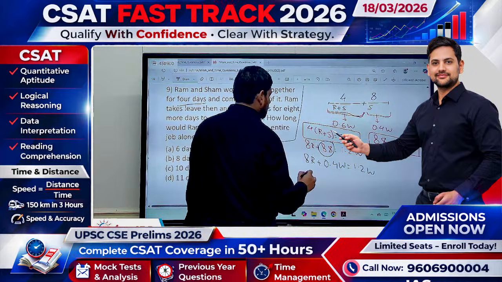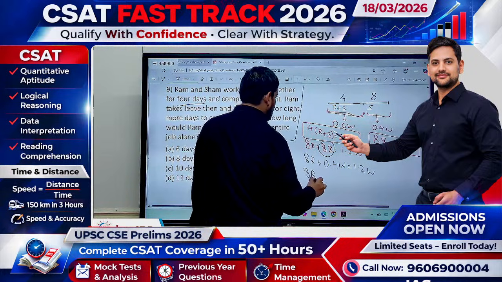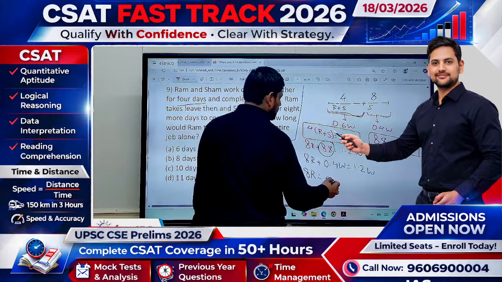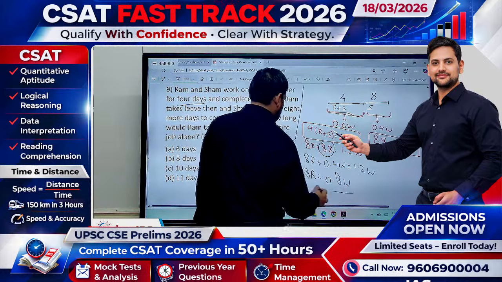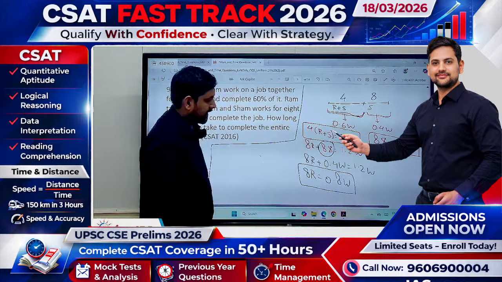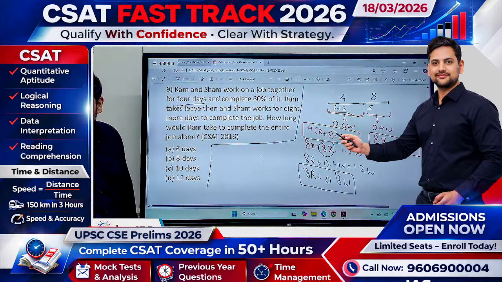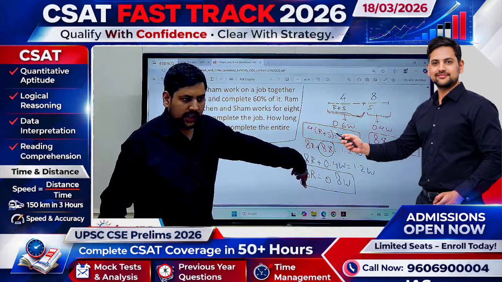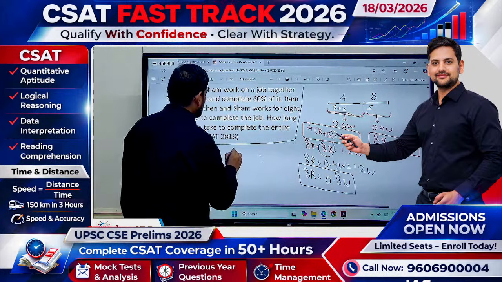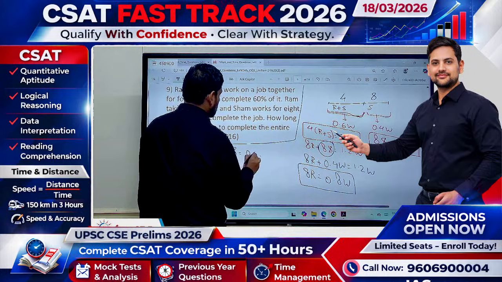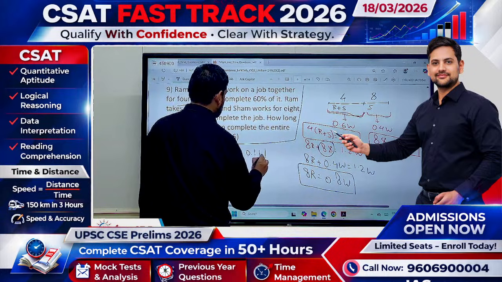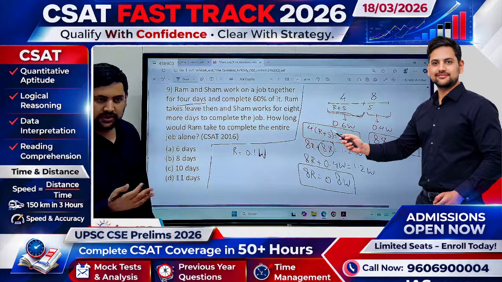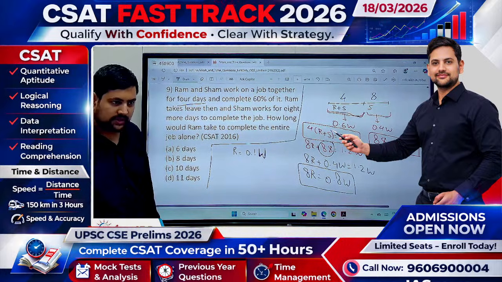0.4 W, if I send it across, it will be subtracted. So I'll get 8R is equal to 1.2 minus 0.4, which is 0.8 W. 8R is equal to 0.8W. Now, of course, I can cancel out 8 with 0.8. So I will get R is equal to 0.1W. This is what I'll get.